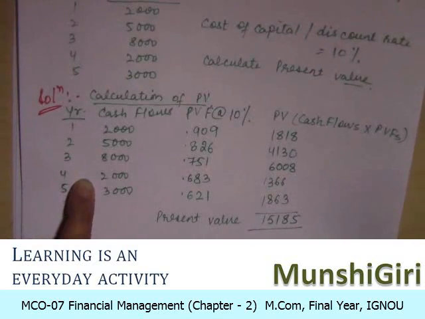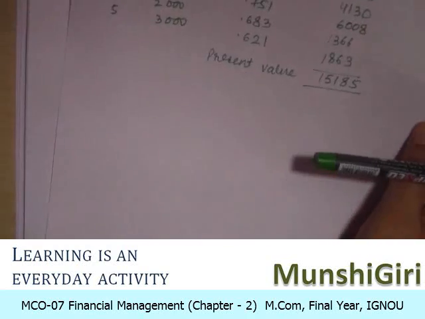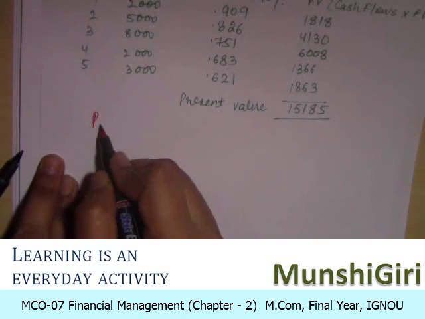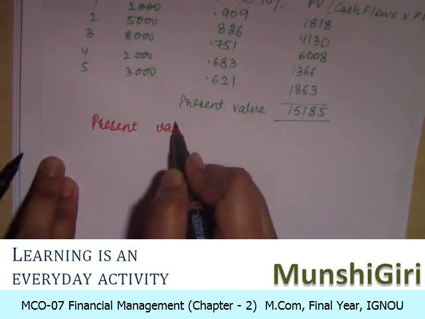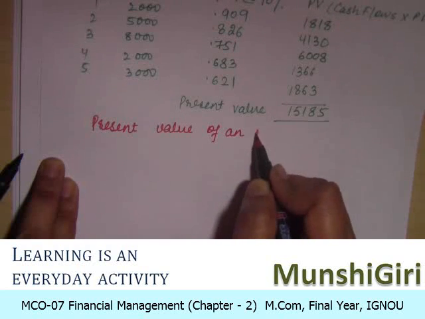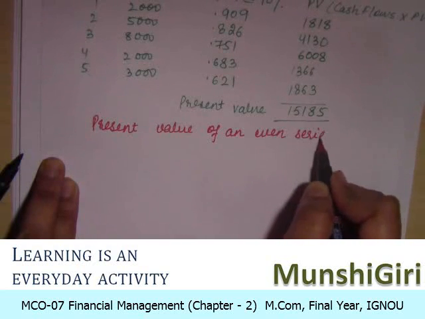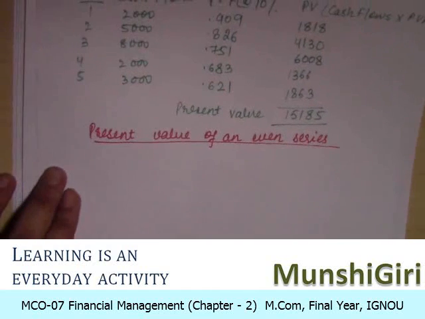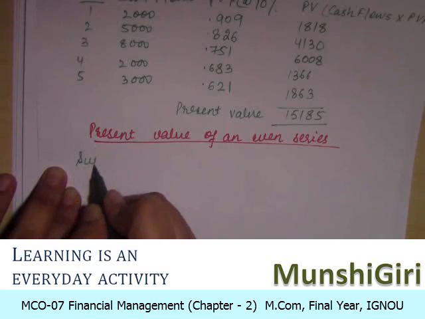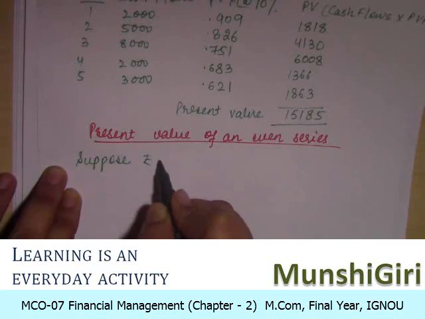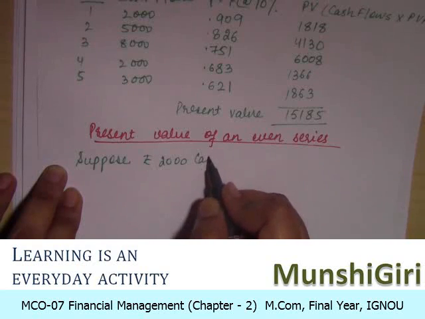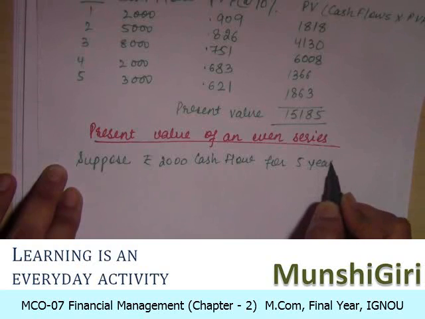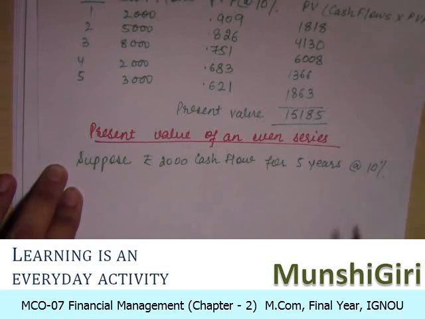Coming to the present value of an even series. This is the second part. This is quite simple to calculate. Suppose we receive or pay rupees 2000 for 5 years. Suppose rupees 2000 is the cash flow for 5 years. The discount rate is 10%.